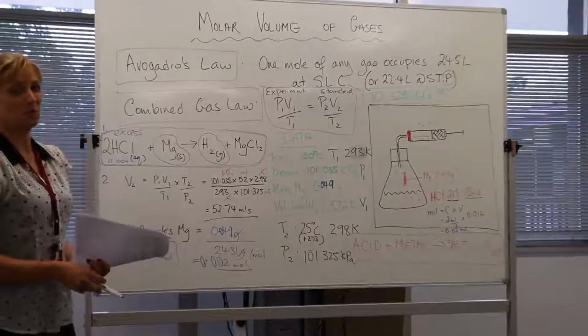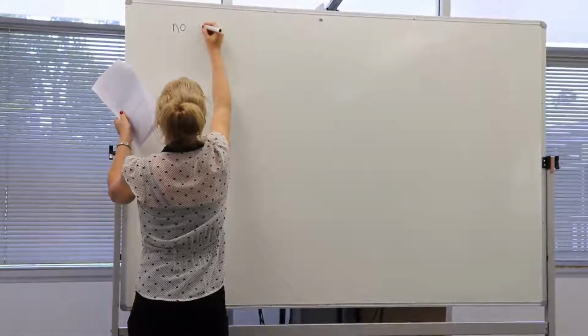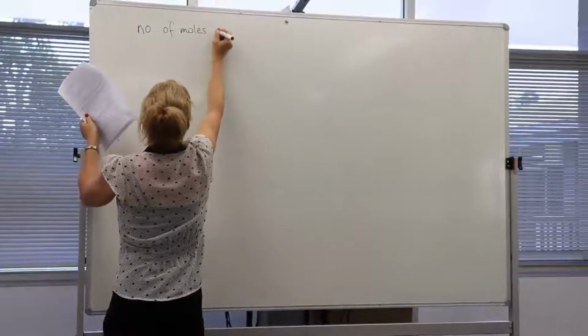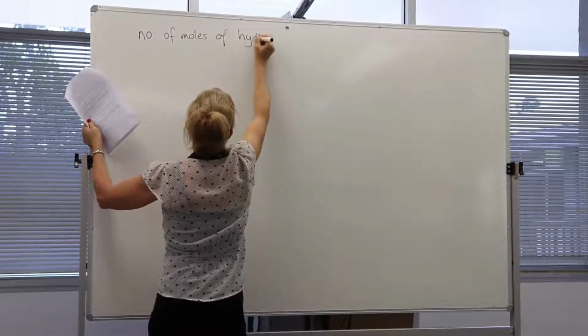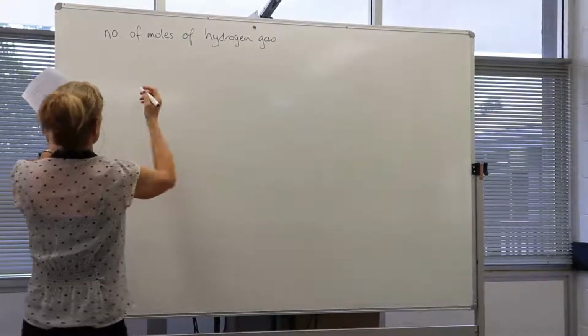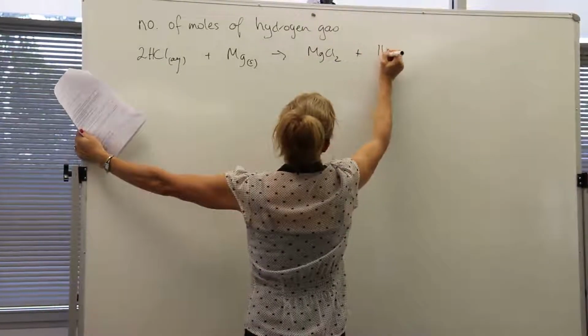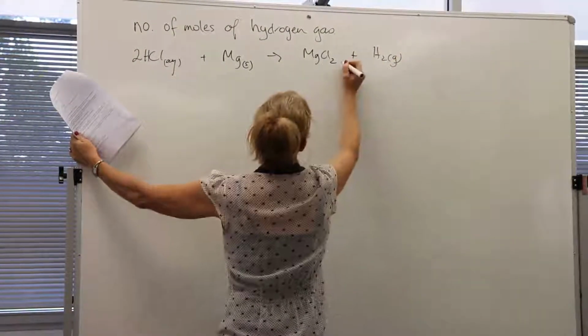Right, we're going to do a new board. So, we're up to the sticky end now. We're going to work out the number of moles of hydrogen gas. And you're getting close to the molar volume. Number of moles of the product, hydrogen gas. So, we've got our ratio. I'm just going to rewrite it. There's 2HCl aqueous plus magnesium goes to MgCl2 plus H2 gas. Have I got that down right? Aqueous.